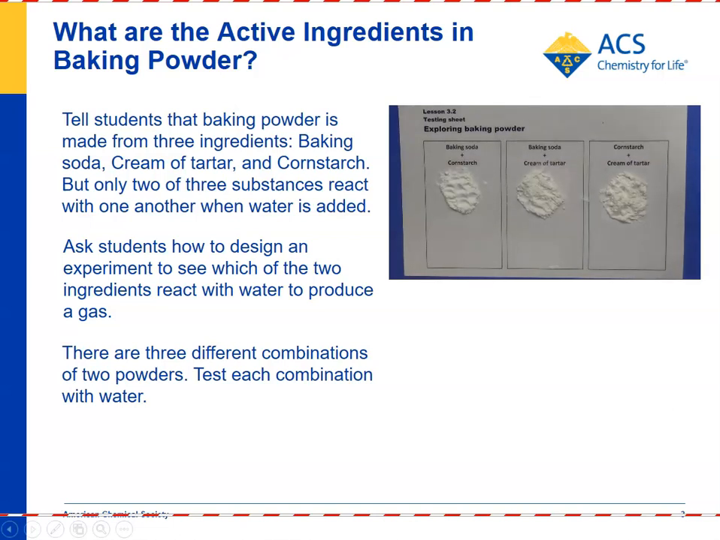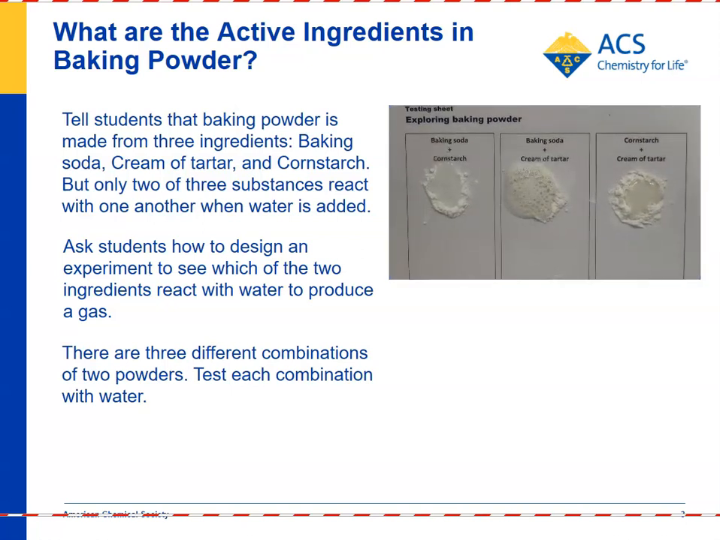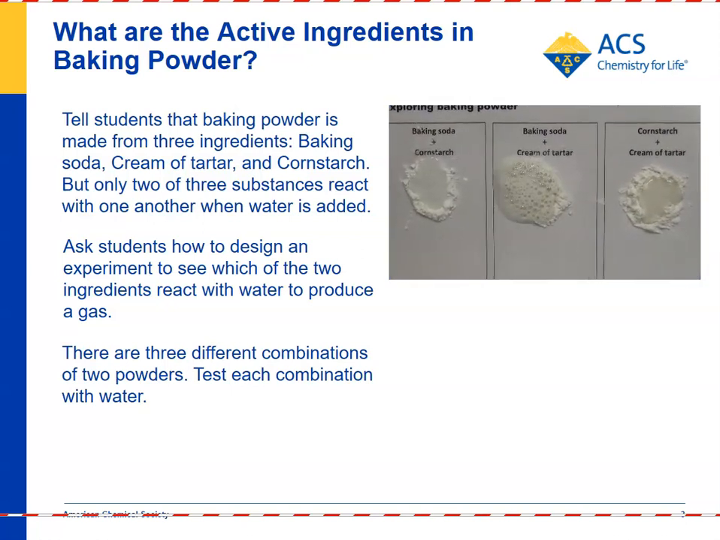They add the same amount of water to each one. They get no reaction when water is added to baking soda and cornstarch. When water is added to baking soda and cream of tartar, it bubbles, but then no reaction with cornstarch and cream of tartar. So it should be pretty obvious to students that the 2 active ingredients in baking powder are baking soda and cream of tartar.